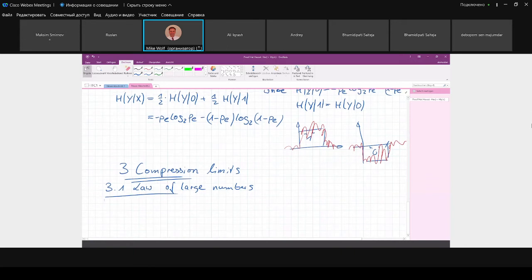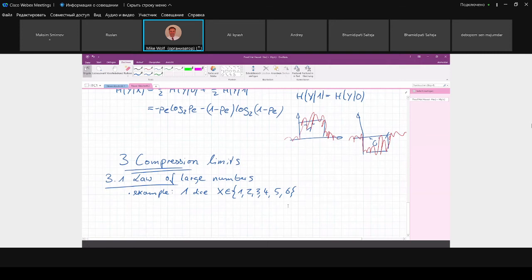So let's consider an example of a dice. Example of one dice, and we consider the result as a random variable, let's say X, and X can take the values 1, 2, 3, 4, 5, and 6. Now we consider a length 6 sequence of these outcomes of a dice throw, and we denote the random variables of such a sequence as X1, X2, X3, and so on.